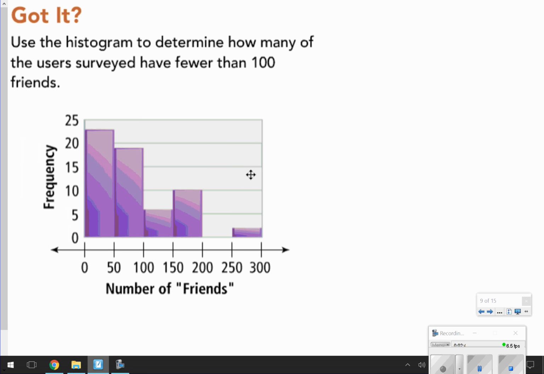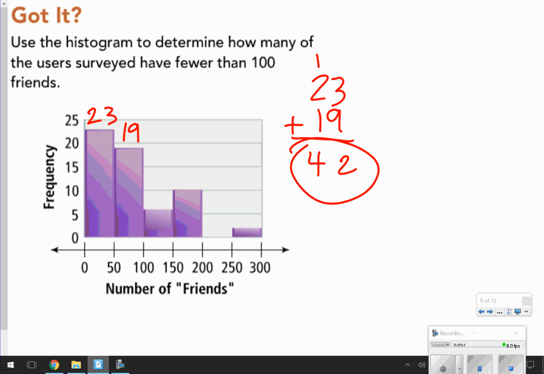Again, this one, just another example. What would be the amount of people that have fewer than 100 friends? I think we said this one was 23, and this one was 19. So you're just adding 23 and 19 together. That's about 42 users that have less than 100 friends.